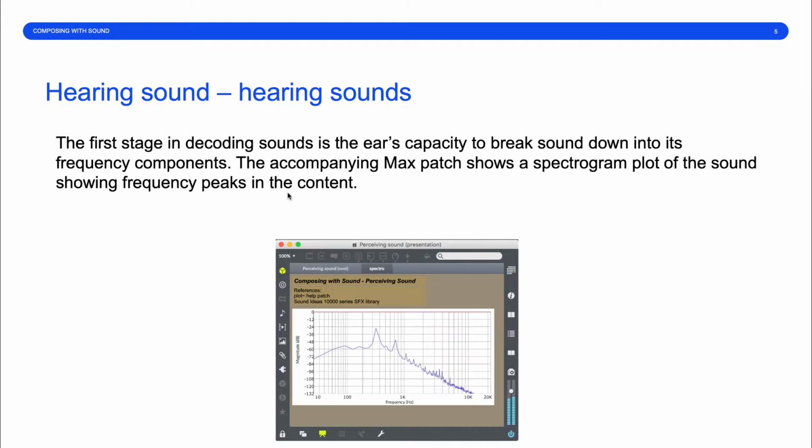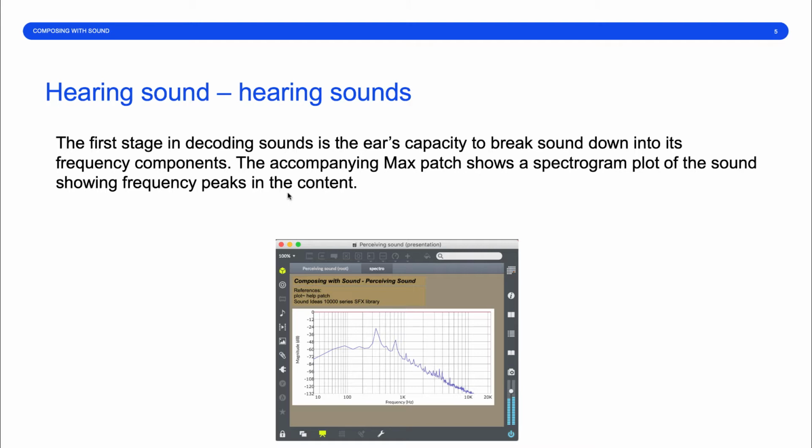Well, one way of understanding how the ear works is by breaking down sound into its individual frequency components. So this is a term that we need to begin to understand. So in the Max patch that I'm about to show you, we see what's called a spectrogram. It's a plot of the frequency spectrum of the sound. So this uses a special algorithm called a Fourier transform, which takes a continuously varying time domain signal and displays the frequency components.